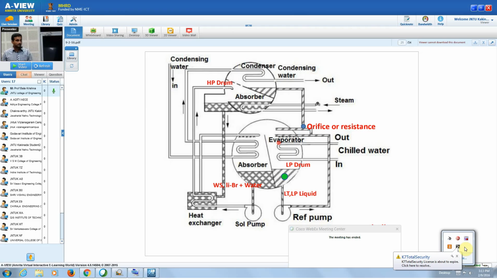And there it gets in contact with the solution that is sprayed from the top. There also, some cool condensed water circulation is happening. They get sprayed there, and there will be mass transfer, and the vapor entirely converts into liquid form. In this location, it will be a weak solution, lithium bromide plus water. The water vapor formed in the evaporator gets mixed in, and it is converted into lithium bromide and water solution. Here it is a weak solution, lithium bromide and water.